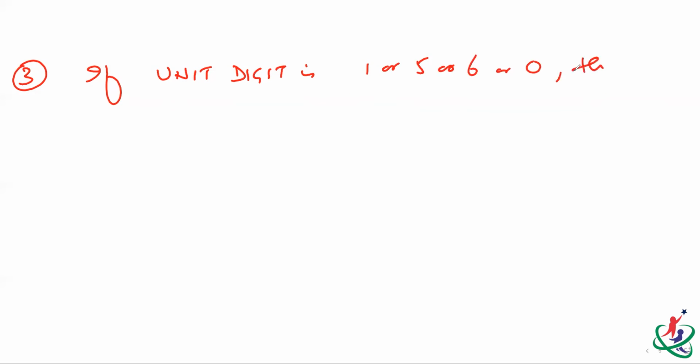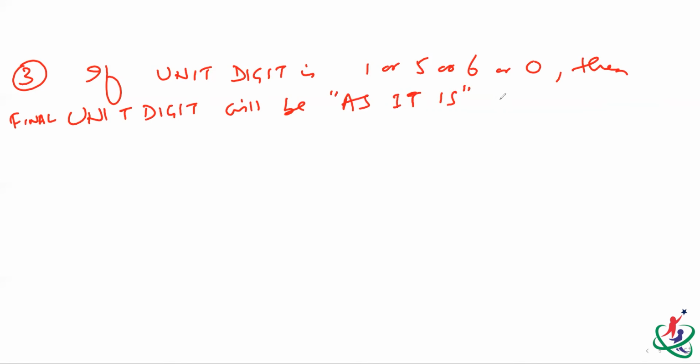Similarly, moving on to the third note, this is easiest of all. If unit digit is 1 or 5 or 6 or 0, then final unit digit will be as it is. Fine. Irrespective of any power. So I hope you have understood this.